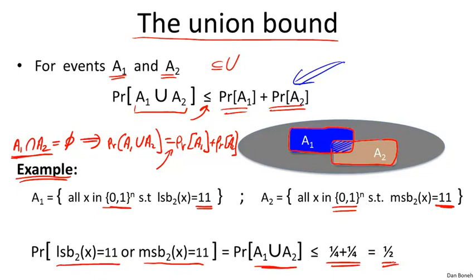And we just proved that the probability of seeing 1, 1 in the most significant bit or 1, 1 in the least significant bit is less than 1/2. So that's a simple example of how we might go about using the union bound to bound the probability that one of two events might happen.